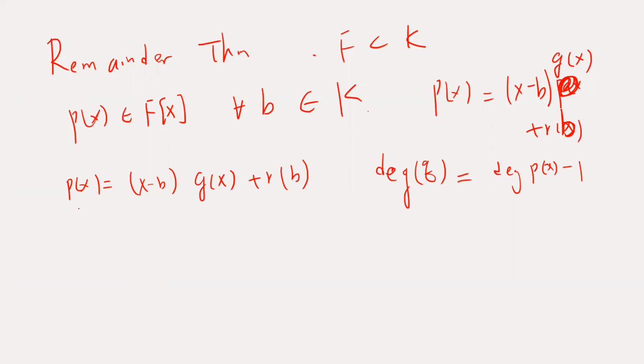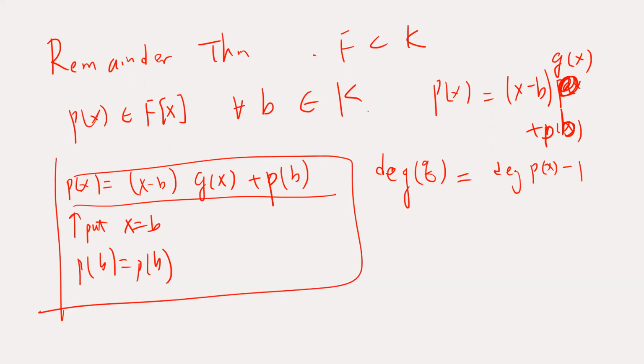So this is also trivial, right? Because you can use the division algorithm to divide by x minus b to get q, and then you just put x equals b, which proves that this r of b is p of b. So you get p of b equals p of b. This is the simple result, so simple.